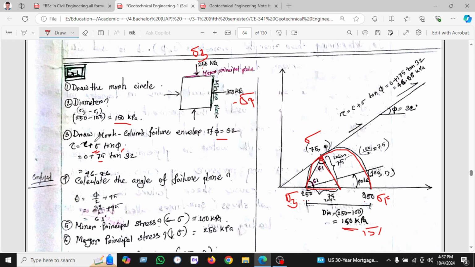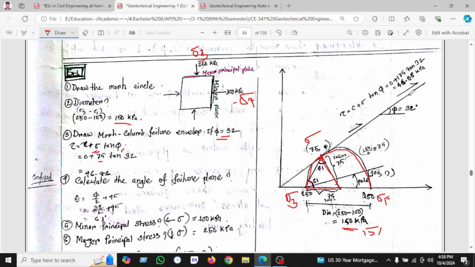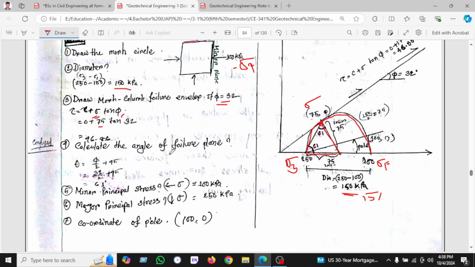Now we put in the formula, tau equal to sigma tan phi. Sigma is 75, which we found here, and the angle is given as 32, and in this way we find tau equal to 46.86. So this is the shear stress, 46.86 kPa. And number 4, calculate the angle of friction. So we have to calculate the angle theta. We know theta is phi by 2 plus 45.